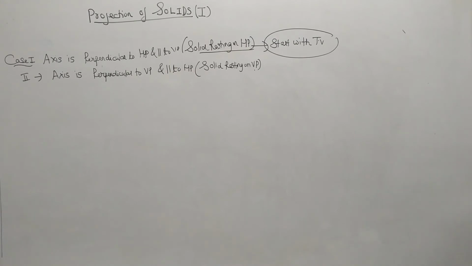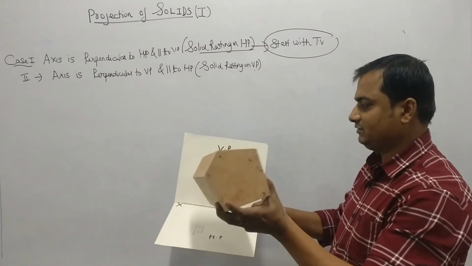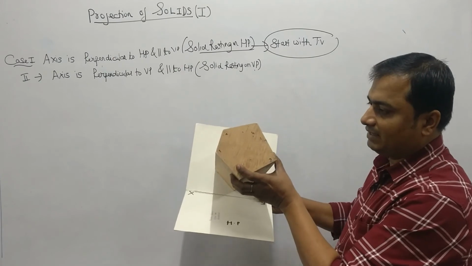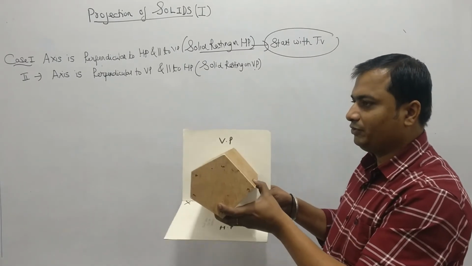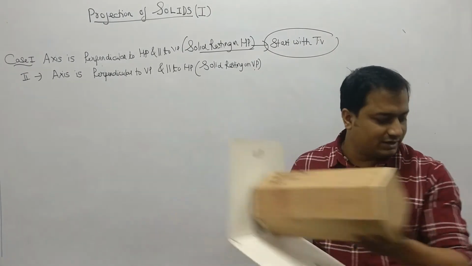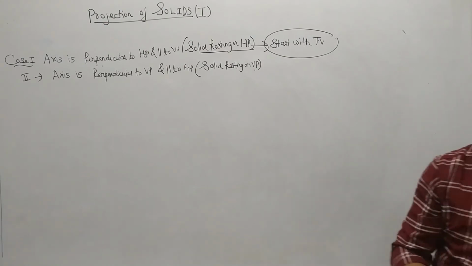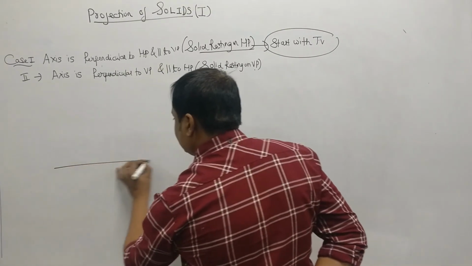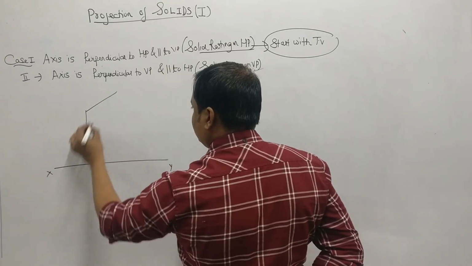Already I have seen the case is now simply like this. If this is my VP and this is my HP, and this is my pentagonal prism resting on VP, now this is the prism resting on the VP, like this. So what is the front view and top view now? The front view will be a pentagon and the top view will be a rectangle. If I draw in a rough manner, the front view will be with respect to the XY. Now the front view will be a pentagon.